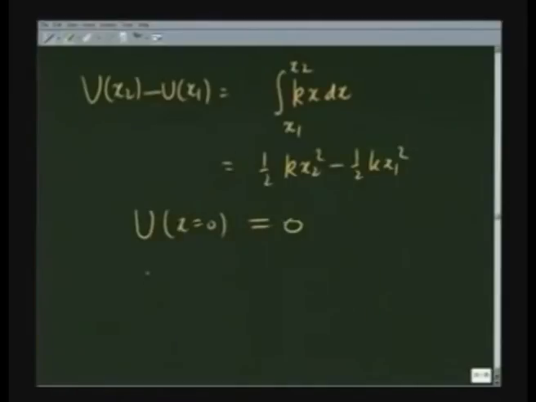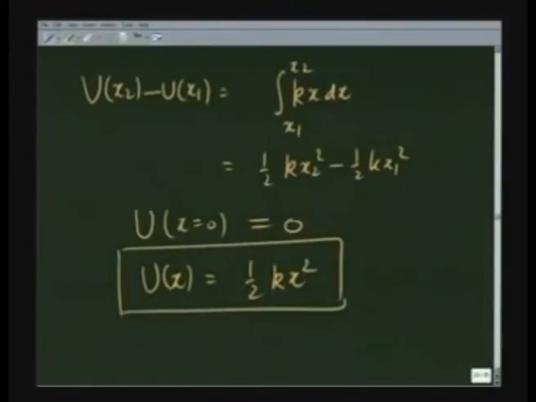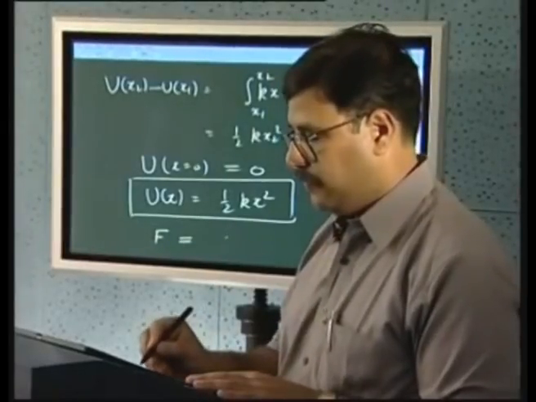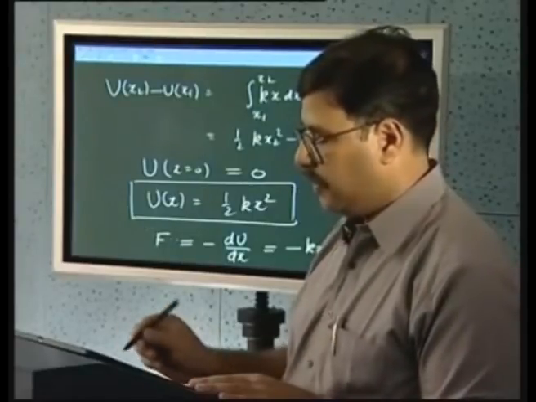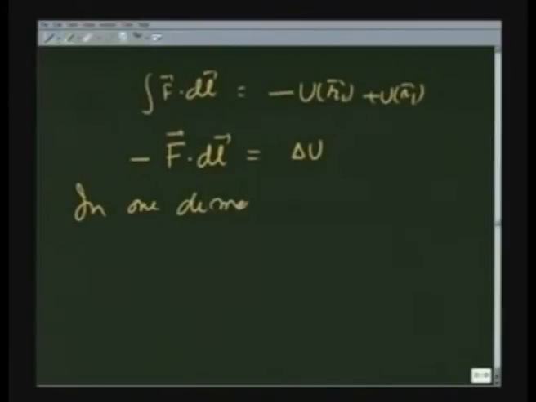Also, I take in this case U at x equal to 0 to be 0, and that is my reference point, and therefore I write in general U(x) is equal to one half k x square. Also from this, the force is given as minus dU/dx by definition, and this you see comes out to be minus kx. Let me elaborate a bit on that, because I did it in 3 dimensions. We had F dot dl is equal to minus U(r2) plus U(r1), and therefore for a short distance I had F dot dl with a minus sign is equal to delta U, and in 1D that will give me F equals minus dU/dx.